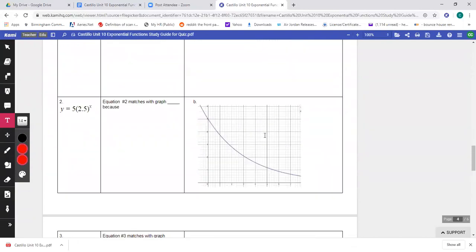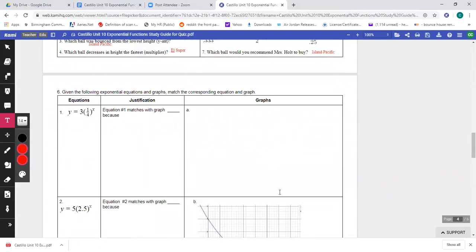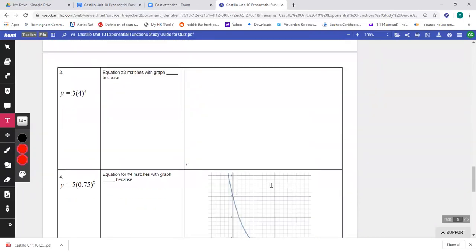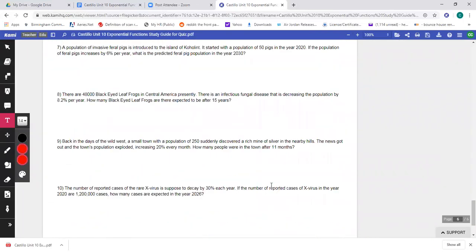Okay. So actually, don't worry about number 6. I won't really put it on the quiz. Make sure you know how to do everything else. Now, scroll down to number 7.